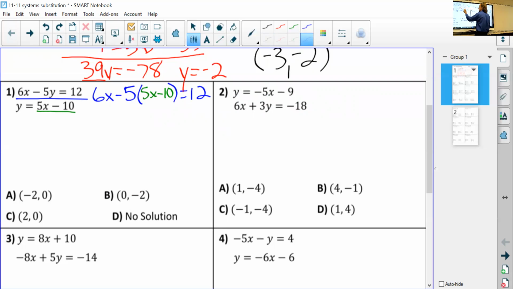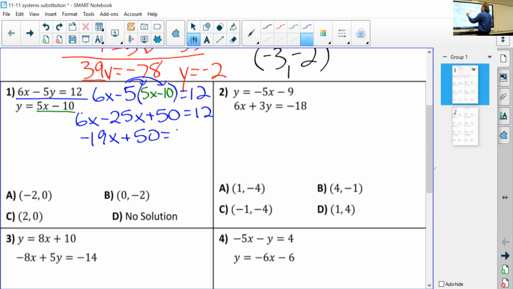So if we distribute here, the reason I want to do this one is so you don't make any mistakes. Since it's minus 5 outside, it's going to be minus 5 times 5x, which is negative 25x. And then minus 5 times negative 10 is positive, so it's going to be plus 50. Okay? So we combine our like terms. So 6x minus 25x is negative 19x plus 50 equals 12. So now we just get x by itself. So minus 50 from both sides.